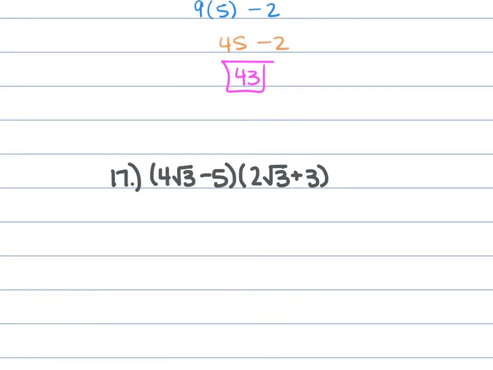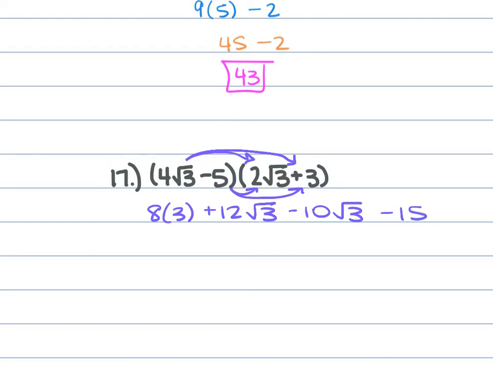For 17, we have 4 square root 3 minus 5 times 2 square root 3 plus 3. So this is not a difference of squares, so we have to actually FOIL. So 4 square root 3 times 2 square root 3 is going to give us 8 times 3. The 4 square root 3 times 3 is going to be 12 square root 3. Our negative 5 times 2 square root 3 is negative 10 square root 3. And negative 5 times 3 is negative 15. So if we combine like terms and simplify, this is going to be 24 plus 2 square root 3 minus 15. The 24 minus the 15 gives us 9 plus 2 square root 3.